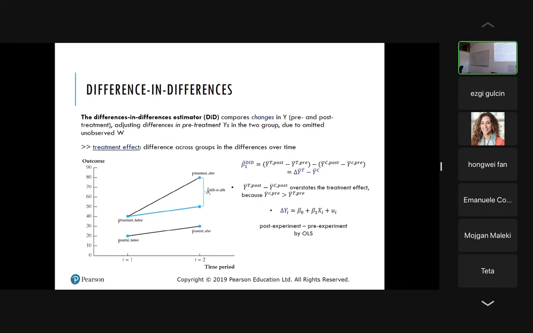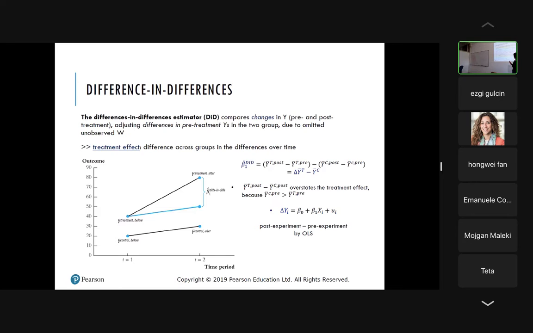Why do we do that? Because there could be differences in the control and treatment group already before the treatment. This is something that doesn't happen when we are in an experiment, because the treatment is randomly assigned. So there are no other characteristics which may affect the pre-treatment outcome variable. Here there is a variable W which affects this outcome variable Y before the treatment, which explains this difference in Y before the treatment.